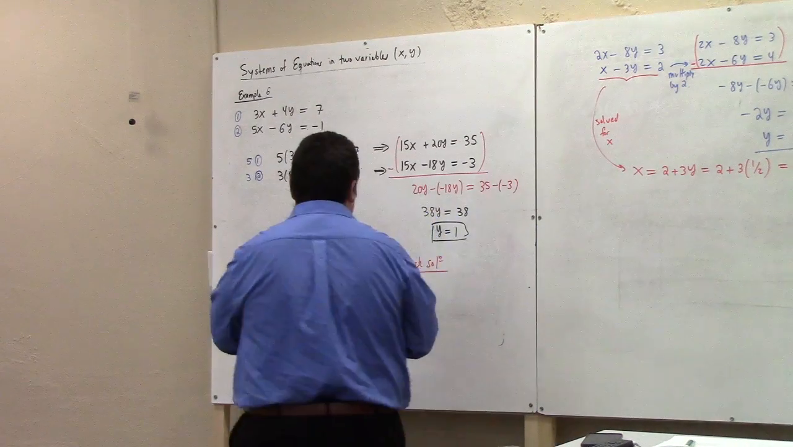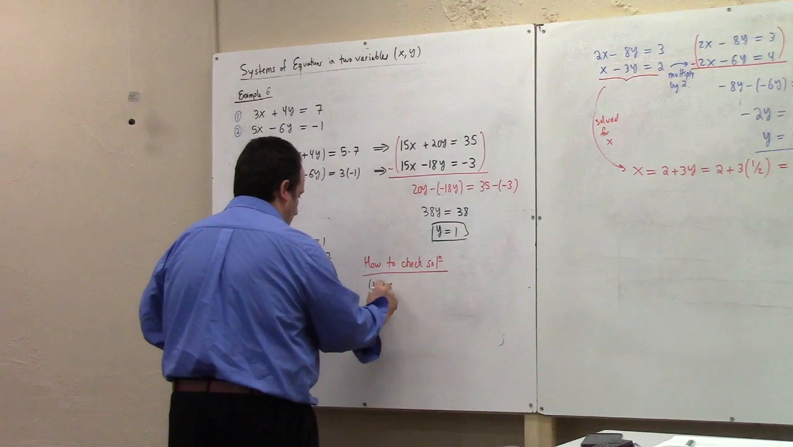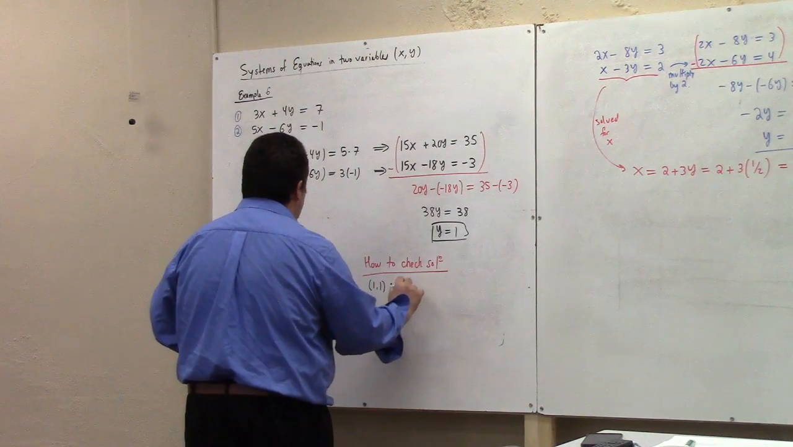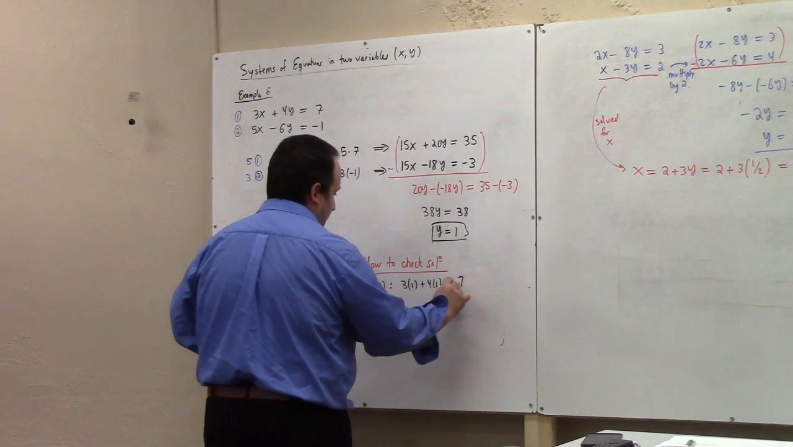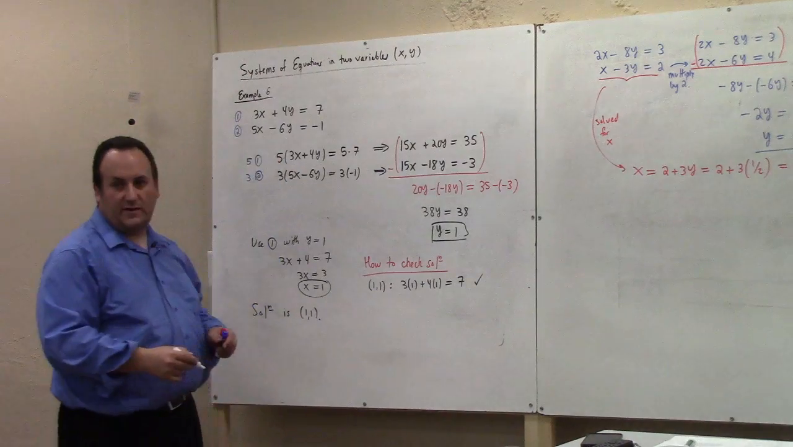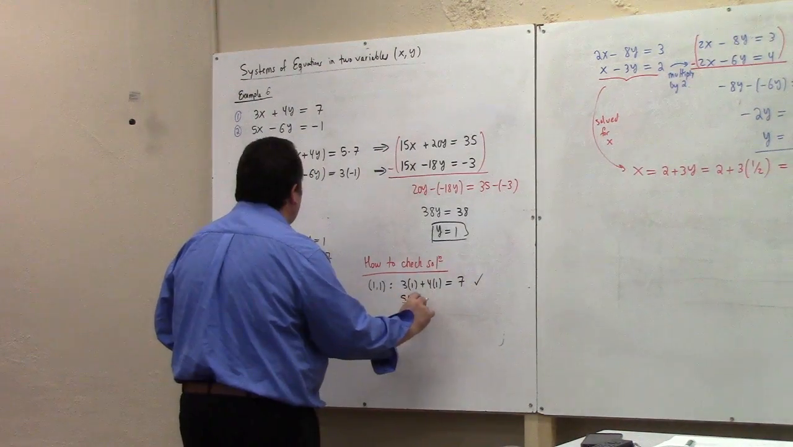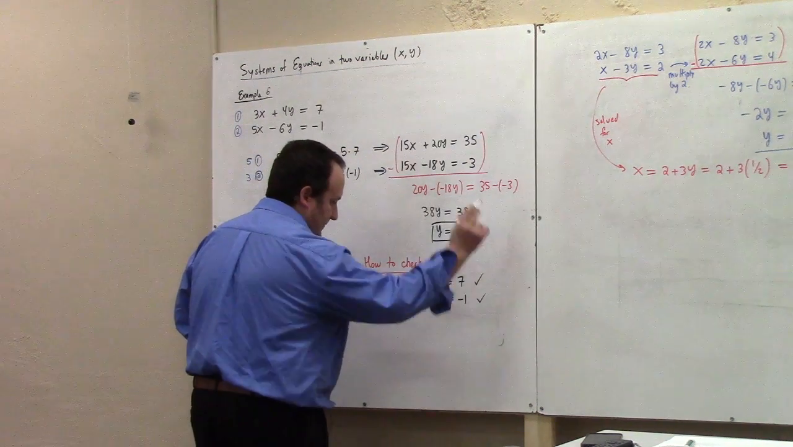Let's see here. 1, 1. So we're going to do 3 times 1 plus 4 times 1 equals 7. Yay. And 5 times 1 minus 6 times 1 equals minus 1.